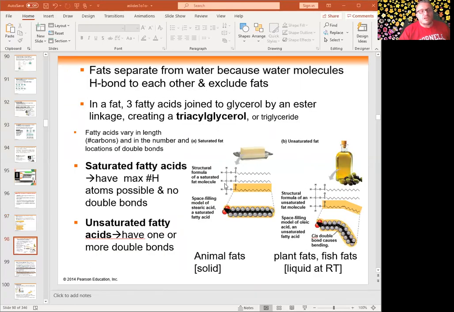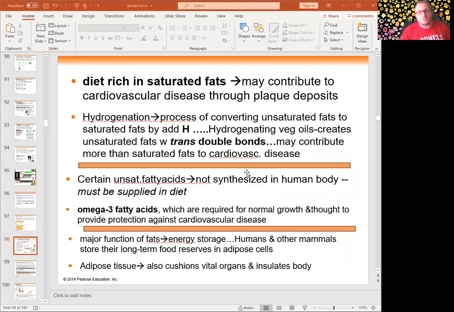Okay. Fats can be saturated or unsaturated. Saturated fats have the maximum number of hydrogen atoms, with no double bonds. Examples: animal fats. Unsaturated fatty acids have one or more double bonds, so they are not saturated. Examples are plant fats and fish fats. They are usually liquid at room temperature. A diet rich in saturated fats may contribute to cardiovascular disease through plaque deposits in the blood vessels.